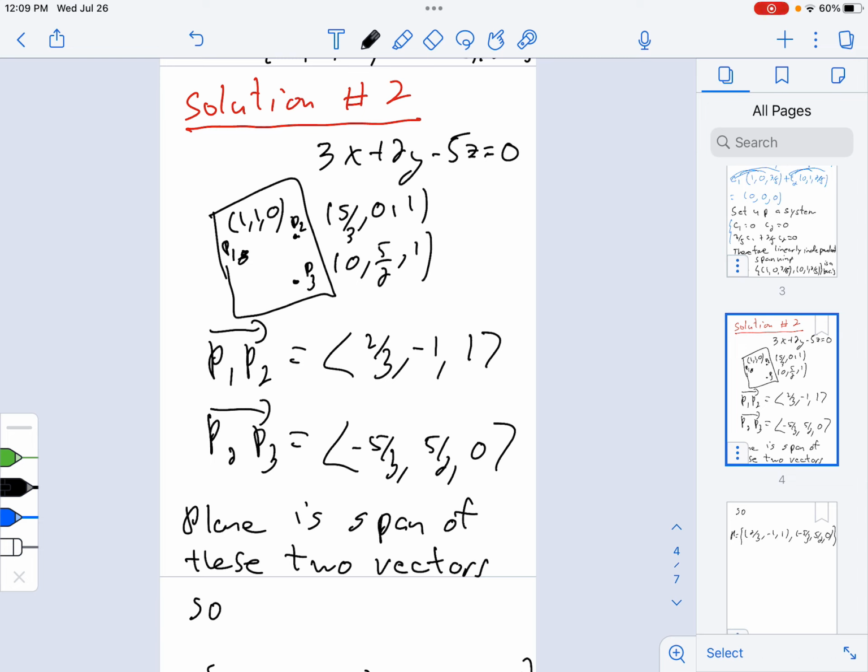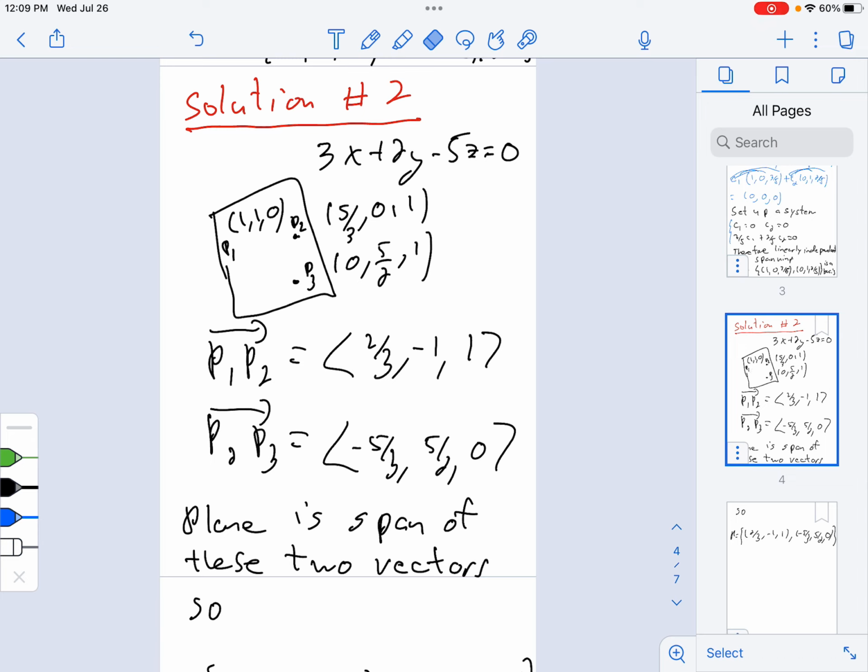So (1, 1, 0) would be one point on there, because 3 times 1 plus 2 times 1 minus 5 times 0 equals 0. I'm kind of doing that at random, just eyeballing it here. 3 times 5/3 plus 2 times 0 minus 5 times 1 would equal 0. So that's another point, my point P2. And then my third point would be (0, 5/2, 1).